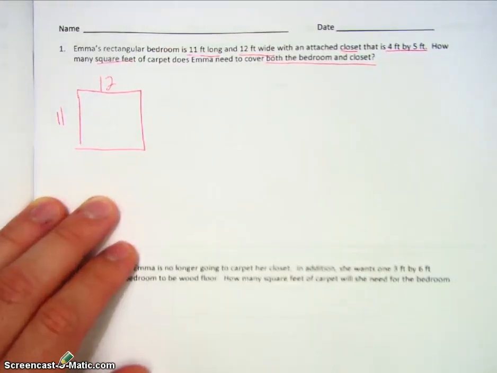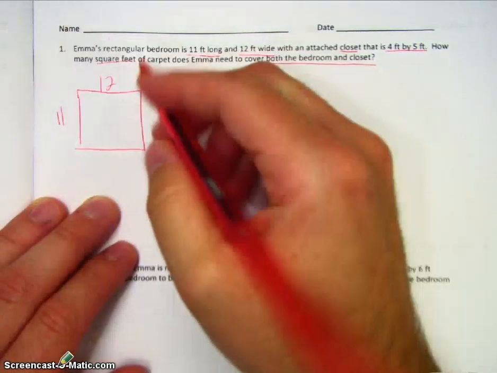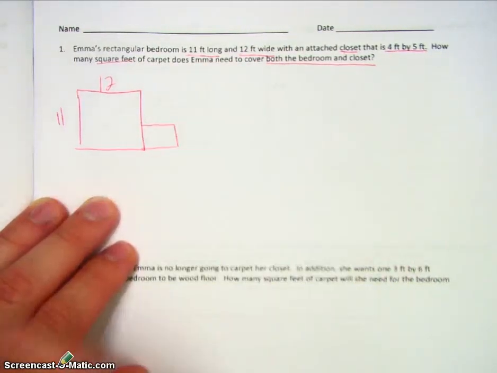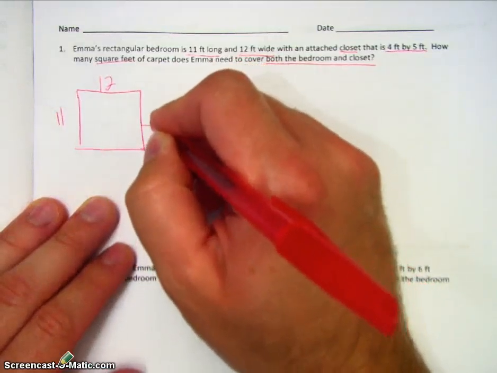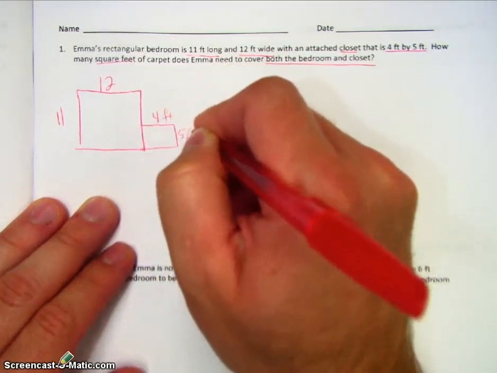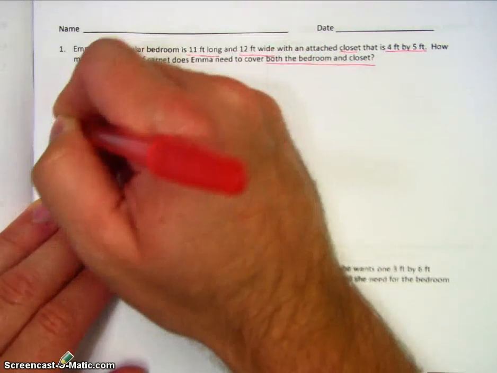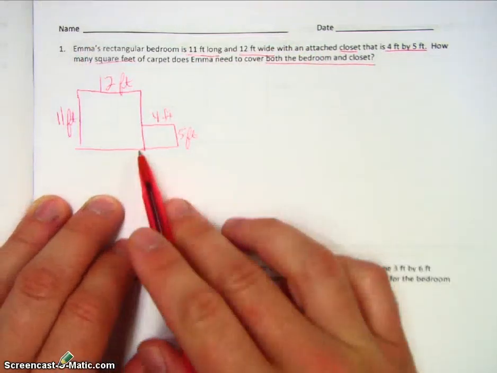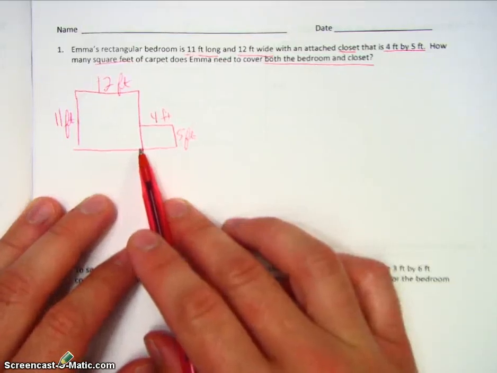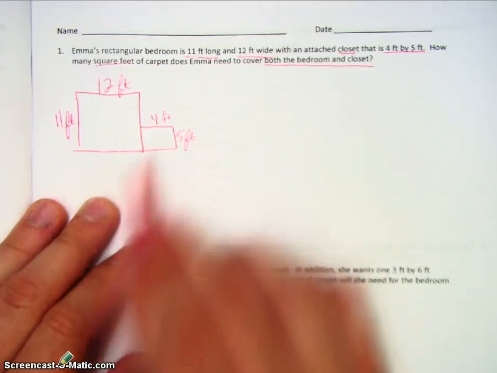Okay, now she has a closet off to the side here. That's going to be 4 feet by 5 feet. Okay, so we can label off the bedroom and then her closet. Now what we need to do is find the total area for both sections.